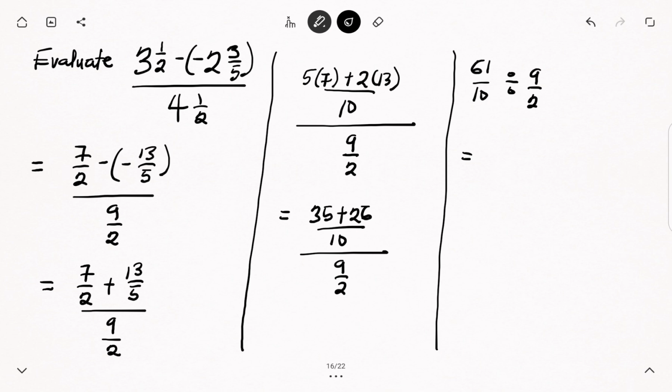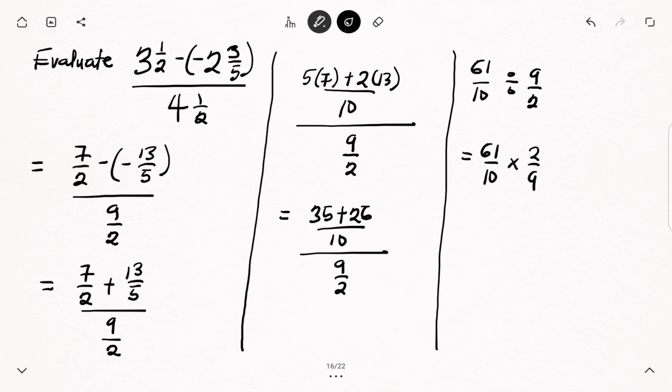Now for me to be able to work this expression out, I need to change the division sign over here to multiplication. In order to do that, if I change the division to multiplication, I need to interchange the position of the fraction after the division sign. So I have 61 over 10 here, multiplied by 2 over 9. That is, I reciprocated the values over here.